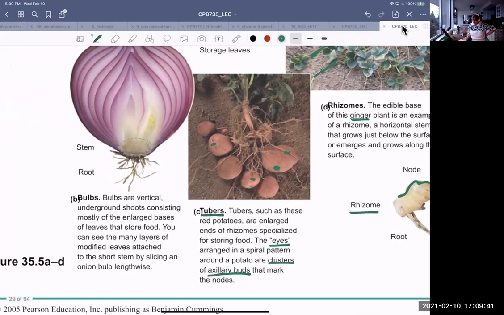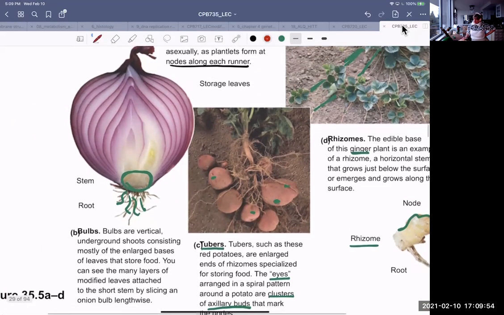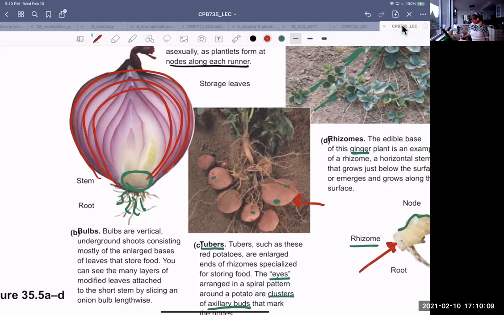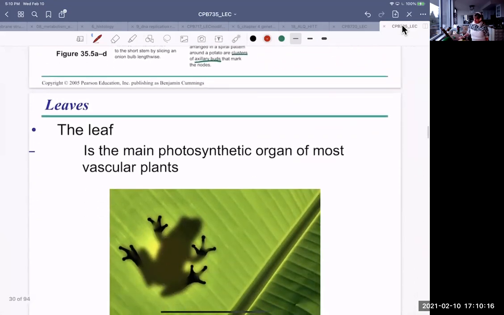This is a bulb, and this is the stem. It's teeny tiny. It's been reduced quite a bit. These are the roots. This is the Shrek onion I was talking about. And these are all leaves. They're modified to store starch, just like these are modified to store starch. So that's the storage for the plant. Lots of different modified stems.